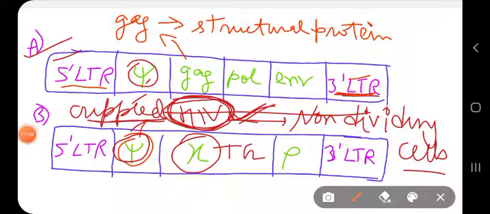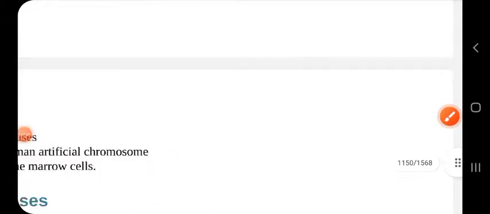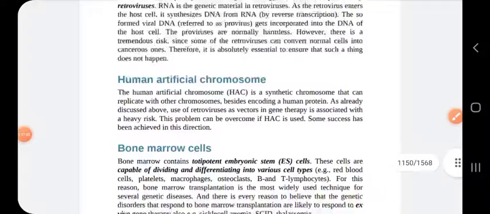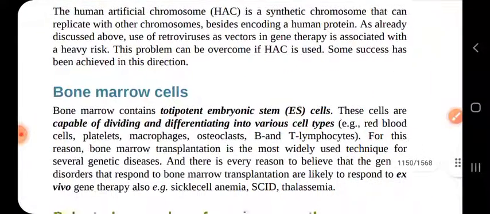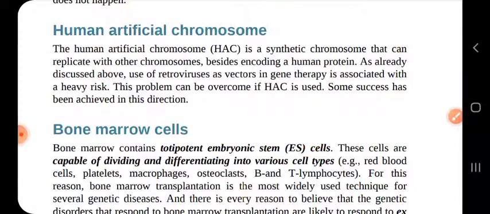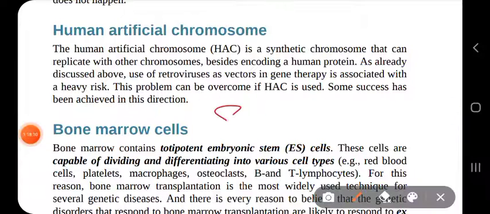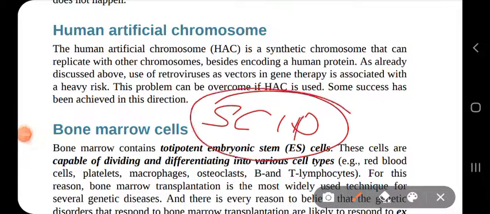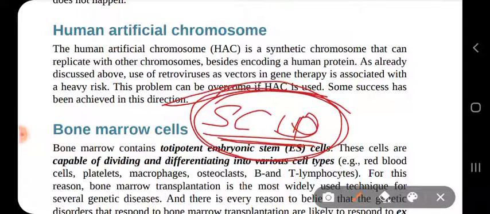So this was all about the virus as a vector. In the next series of lectures, I will discuss how human artificial chromosomes are used as a vector, and bone marrow cells, and some examples related to ex vivo gene therapy. Especially SCID will be mentioned because it is given in these books normally.